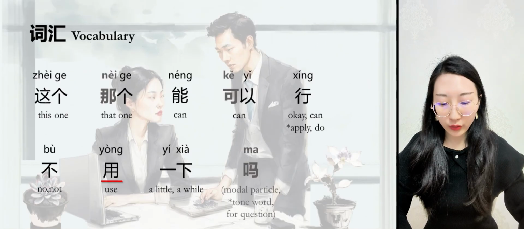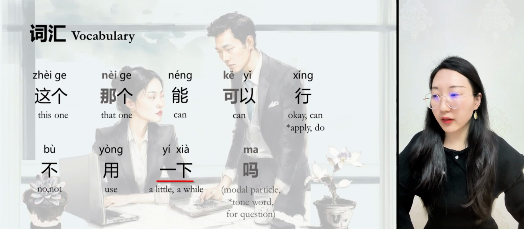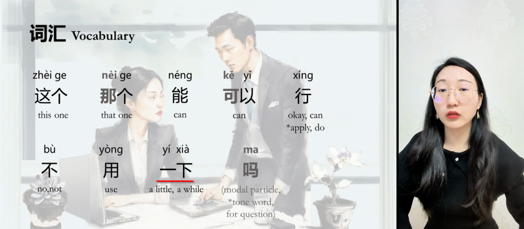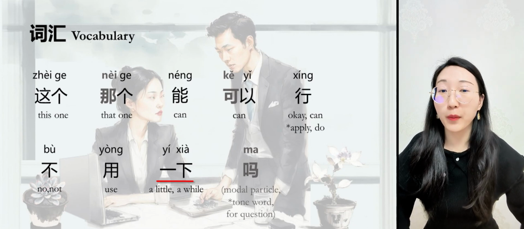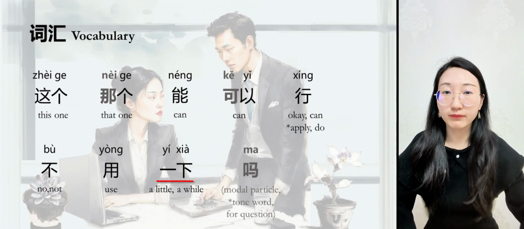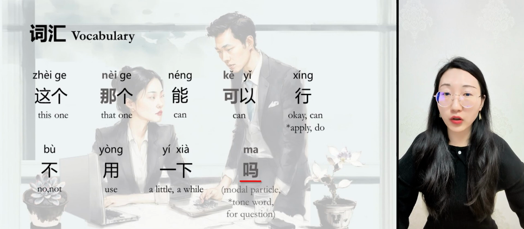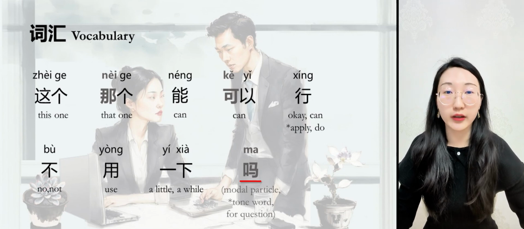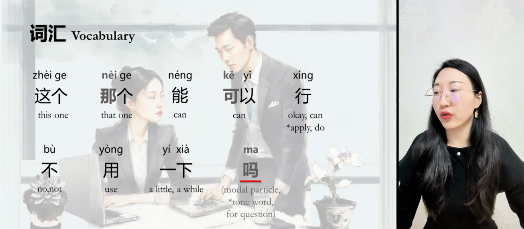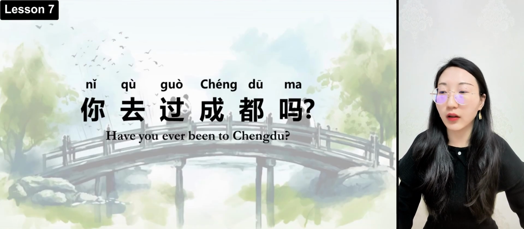Next word, 用, use. Nothing much about this word. Next one, 一下, a little, a while. And it's used after a verb to tone down your attitude, or you can say to be more polite. And we're going to say how to use these two words in sentences later. The last word, 吗. It's a modal particle, or you can just understand it as a tone word. And it's used at the end of a sentence to mean a question, which we already learned in class 7.